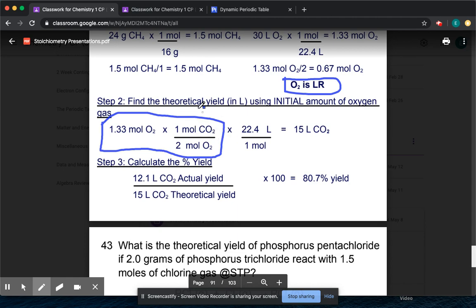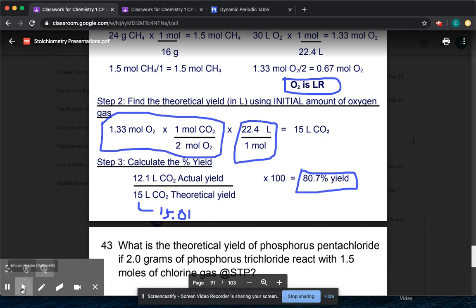Okay, and then after they convert it to moles, they then convert it into liters. And then after they get that, they divide everything out and they get their final answer. They got 80.7. We got 80.6. But the reason we got 80.6 is because I used 15.01. They just rounded down to 15. Okay. So they did exactly what we did. So everything we did matched up.